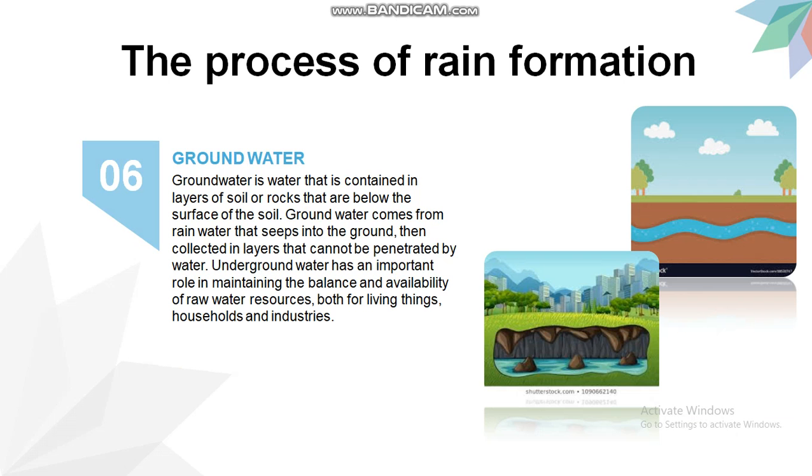Groundwater is water that is contained in layers of soil or rocks that are below the surface of the soil. Groundwater comes from rainwater that seeps into the ground, then is collected in layers that cannot be penetrated by water. Underground water has an important role in maintaining the balance and availability of raw water resources for living things, households, and industries.